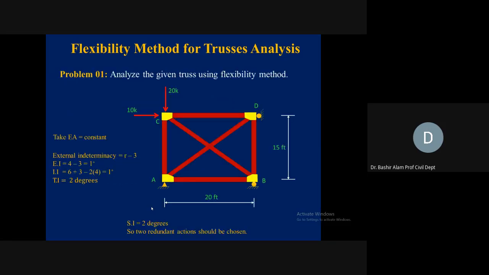We come to the actual problem now. Analyze the given truss using the flexibility method. So here you see A, B, C, D. These are the joints. Horizontal, we have 20 feet. Vertical, we have 15 feet. At A, we have a hinge support. B, roller support. And D, we have a roller support. This D roller is different from the B. This B can support vertical load and D can support horizontal load.